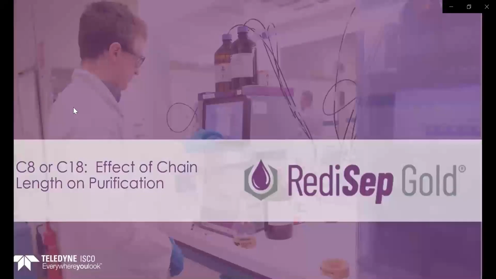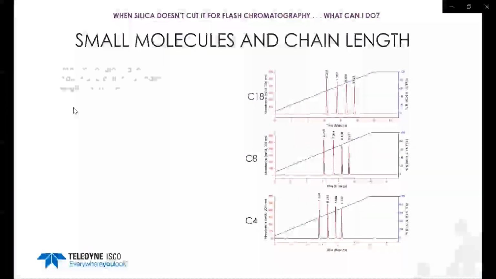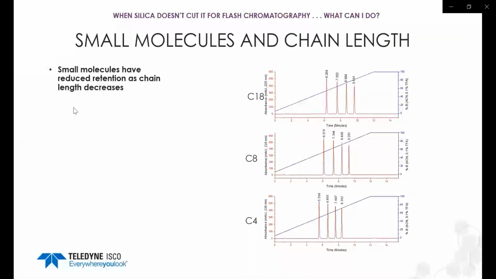Next, we'll look at C8 and C18 and the effect of chain length on the purification. In this case, we'll look at our small molecule again. This is a mixture of parabens, and we'll see that the small molecules have reduced retention as we decrease the chain length. The reason for this is that we're getting less interaction between the functionalized C18 and these parabens. So less interaction, less retention.